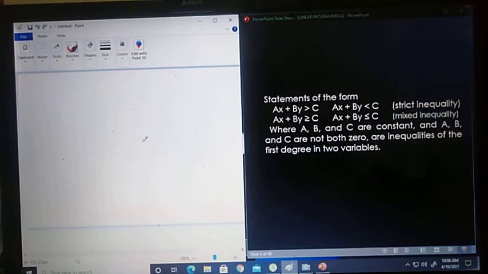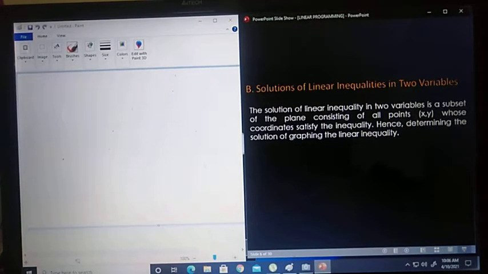Okay. Now, it's time to study the solutions. Kailangan nating malaman yung mga solutions ng linear inequalities. Paano nga ba tumingin ng solutions ng linear inequalities? The solution of a linear inequality in two variables is a subset of the plane consisting of all points, the x and y's whose coordinates satisfy the inequality, hence determining the solutions is graphing the linear inequality. So we need to locate the solutions or the feasibility region ng ating graph. So hahanapin natin yung mga solutions.